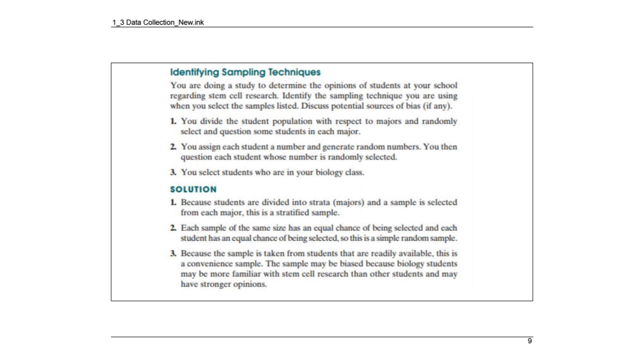All right, let's look at a problem here. So we are doing a study to determine the opinions of students at your school regarding stem cell research. Identify the sampling technique you are using. So for number 1, we divide the student population with respect to majors, and randomly select and question some students in each major, right? So we divide them into the different majors, and then we randomly select out of those majors so that we get a representative across the board. So this is called a stratified sample. Okay, we looked at that.